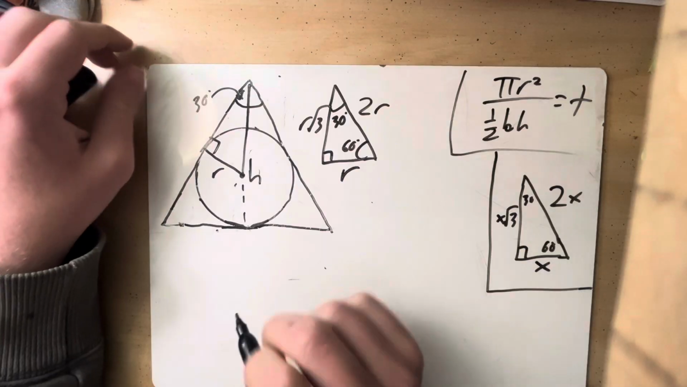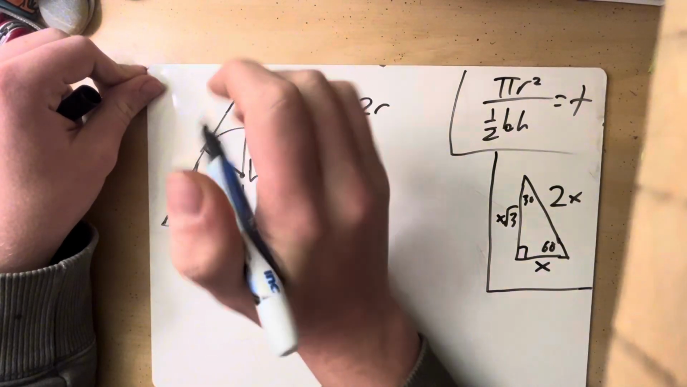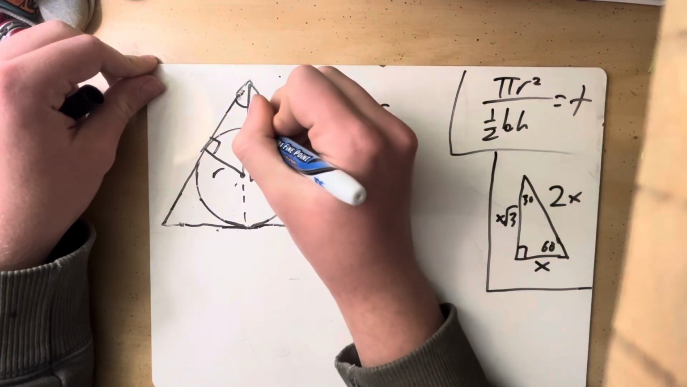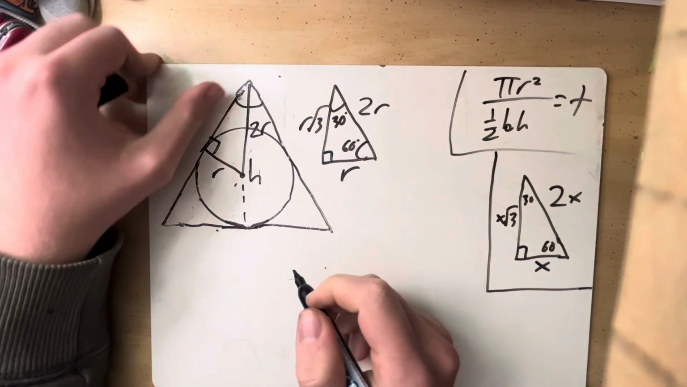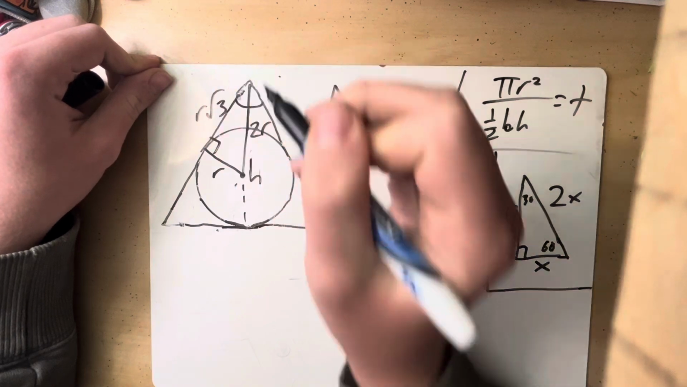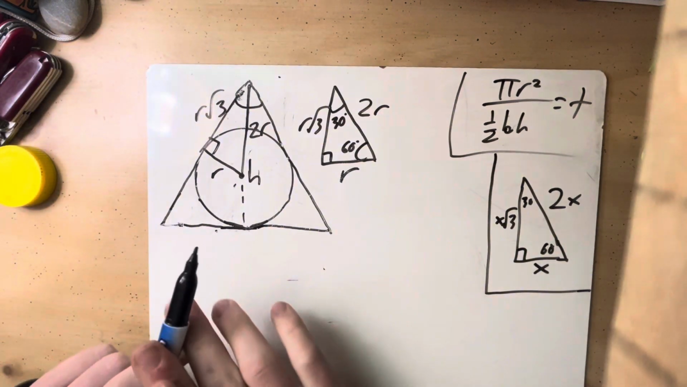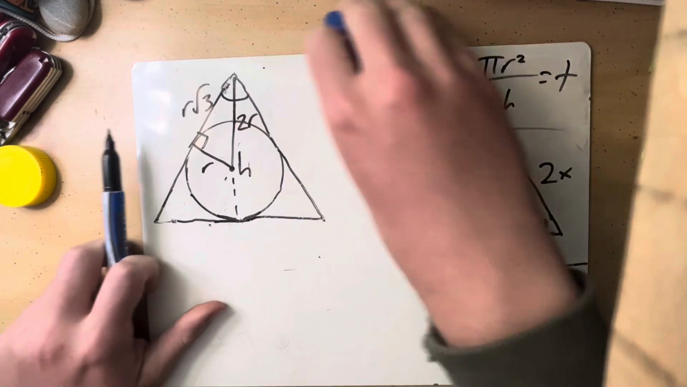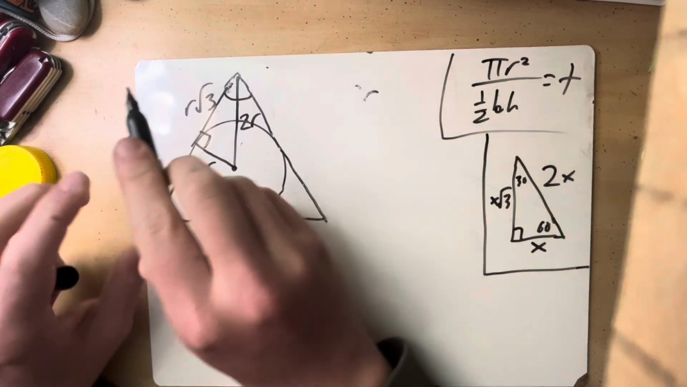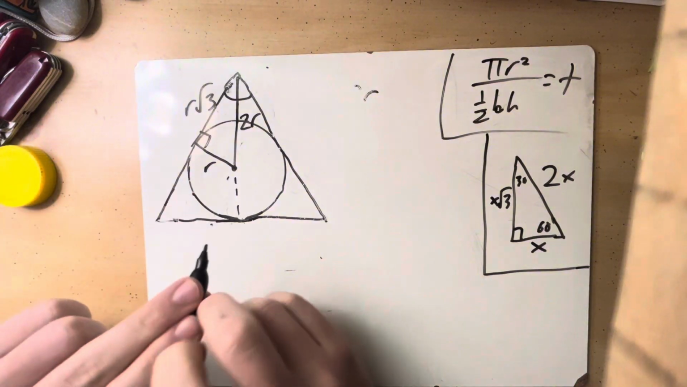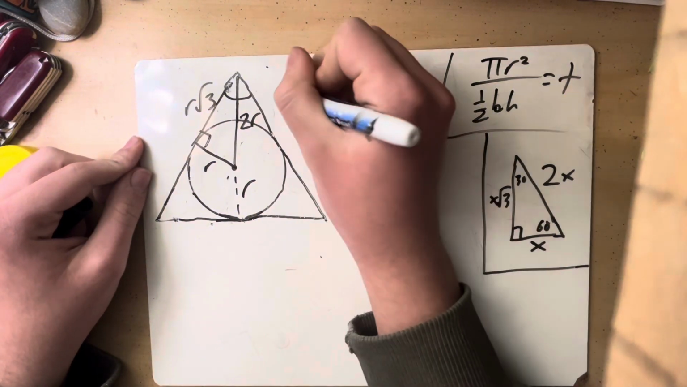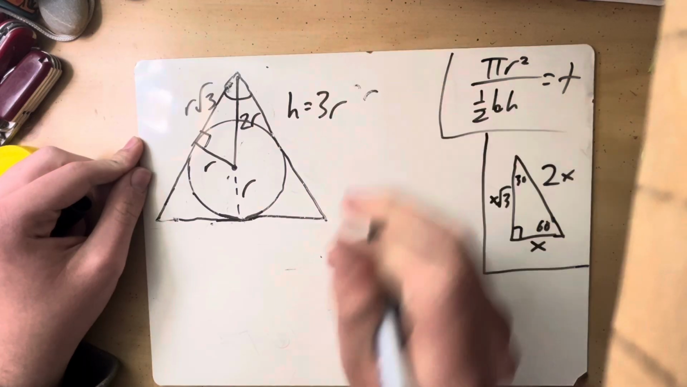So now that we know this, let's move all this out of the way. We now know that this whole length right here is 2r, and we also know that this length right here is r root 3. So now we have enough information to find what h is. So h is this whole thing, right? And we know that this part is 2r and this part is r. So that means h is simply 3r.